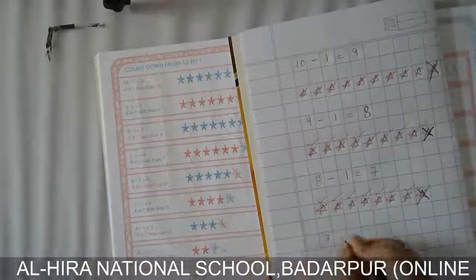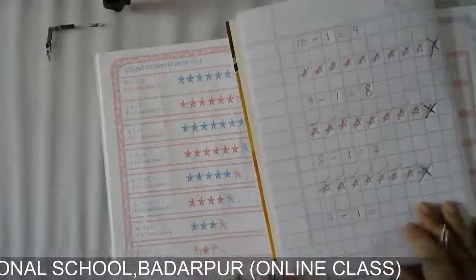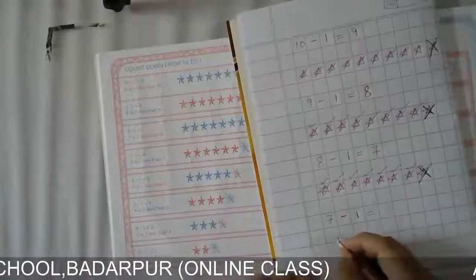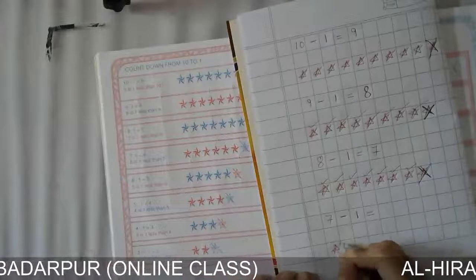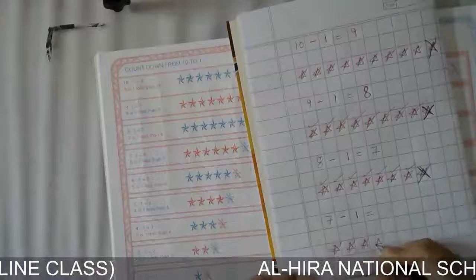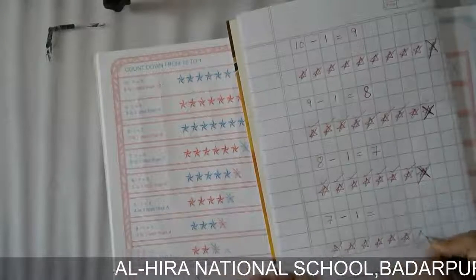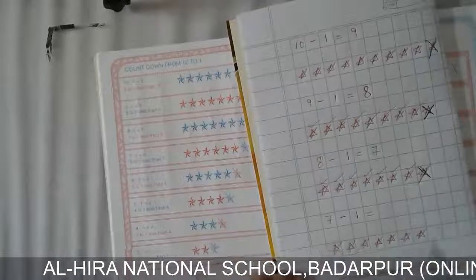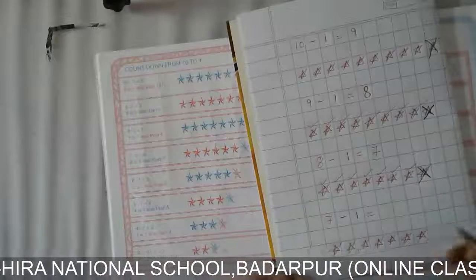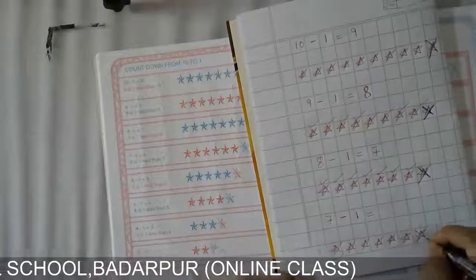Now 7 minus 1. How much do we get? Let's see how much we get. So 7 stars. I'll draw here 7 stars. 1, 2, 3, 4, 5, 6 and 7. So from this 7 I have to cut this one star. Okay, I have to remove this 1 star.